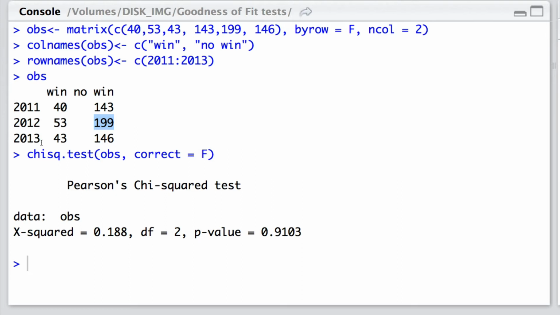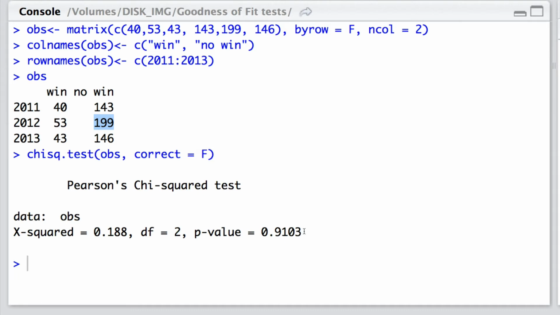Here's what we have. We have an estimated test statistic which we compare with the chi-squared of 0.188. There are 2 degrees of freedom because it's 2 times 1, the number of rows minus 1 times columns minus 1, and the p-value is about 0.91.